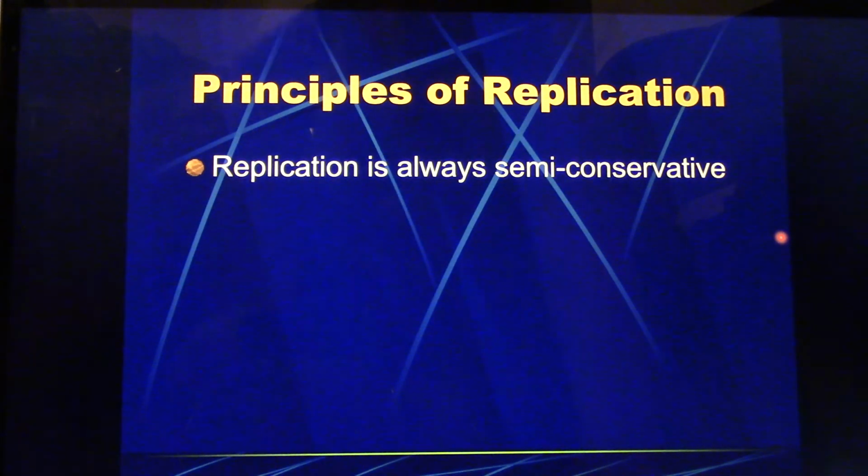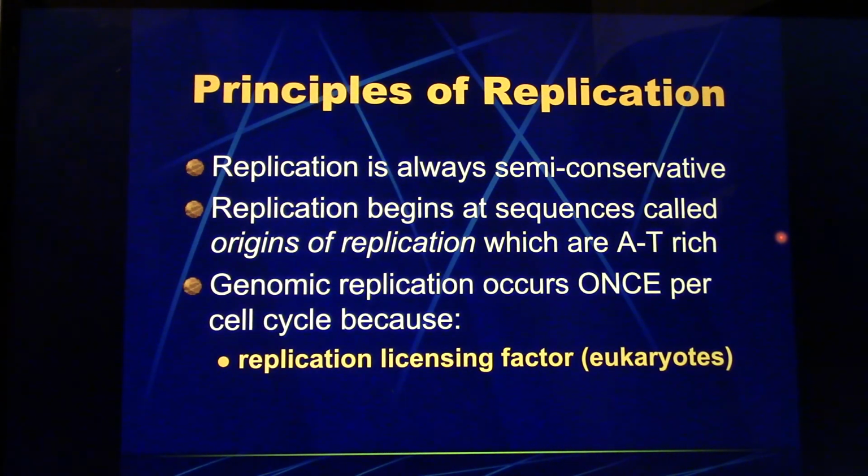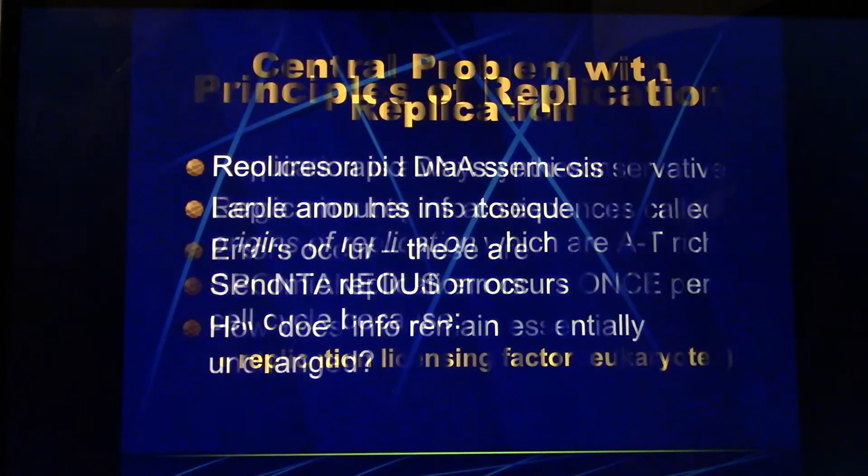Principles of replication. Replication is always semi-conservative. Replication begins at sequences called origins of replication, which are AT-rich because they only have 2 hydrogen bonds in between them, so they're easy to break. Genomic replication occurs once per cell cycle, and in eukaryotes this is regulated by a protein called replication licensing factor. It's going to stop the cell from replicating DNA more than once per cell cycle. Remember that. It's only in eukaryotes.